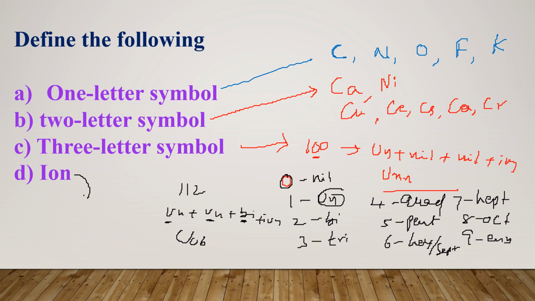Then what is ion? Ion is nothing but a charged particle, whether it is positive or negative. So a charged particle we can call an ion. Generally by donating electrons it will become a cation. By accepting electrons it will become an anion. So like this we can call one letter, two letter and three letter symbols, and this is nothing but ions.